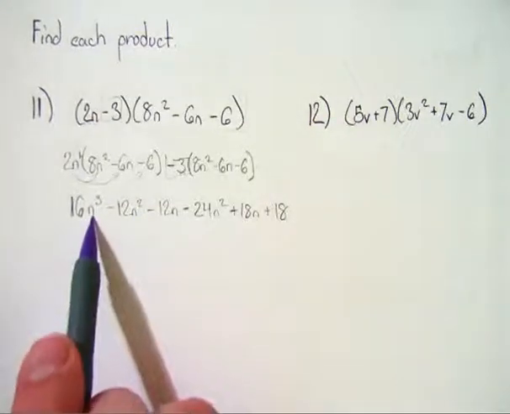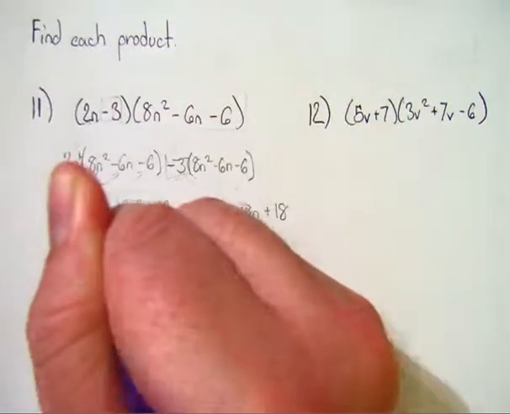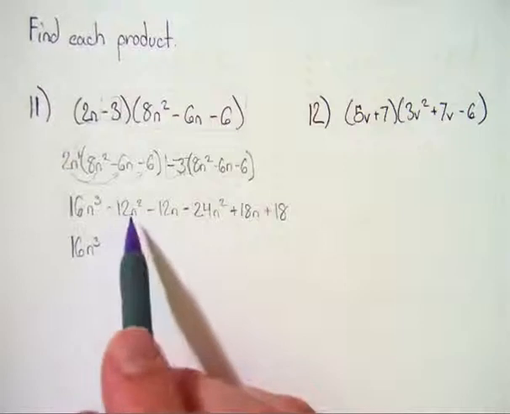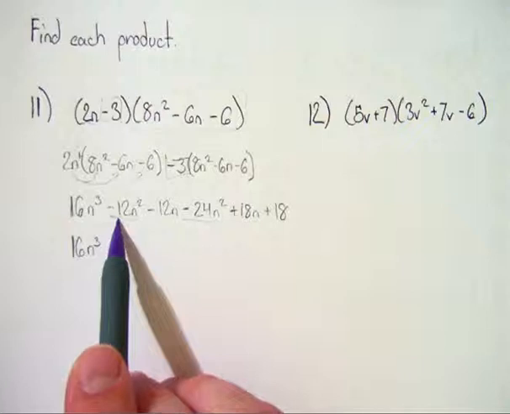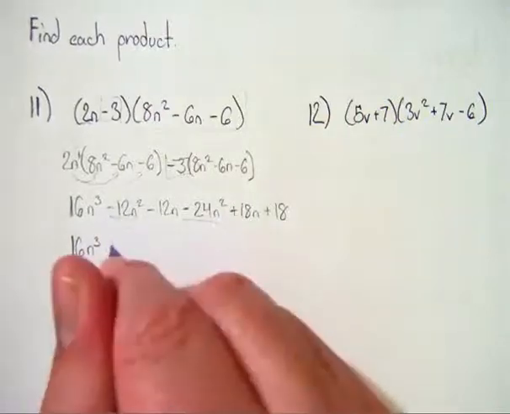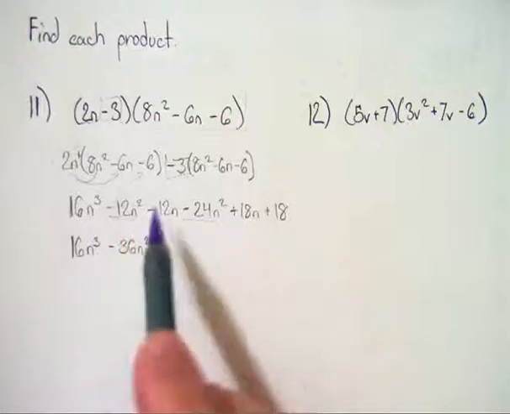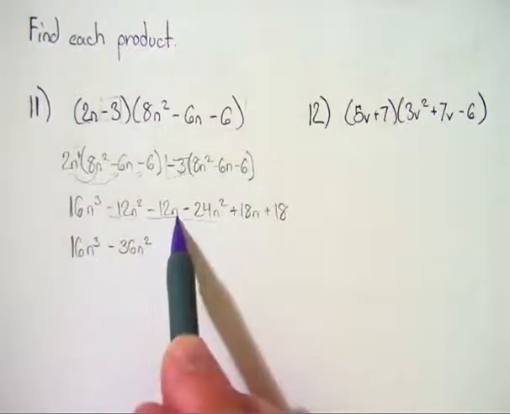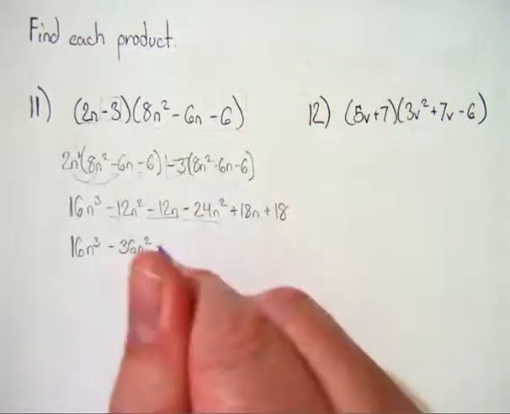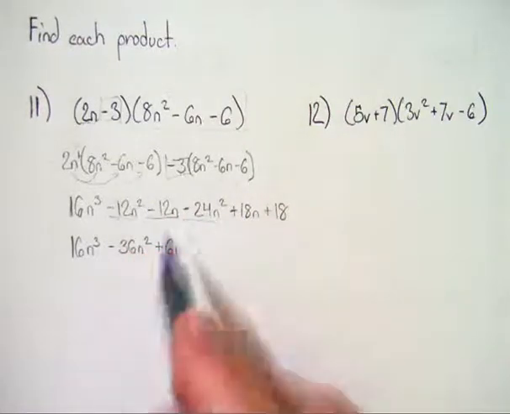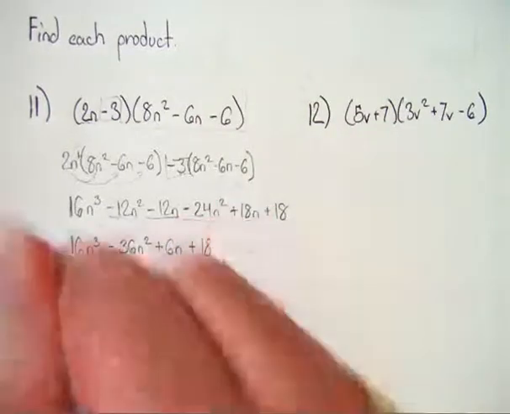So I check the n cubed. There are no more n cubed terms, so it stays the same. Next up I have n squared, so let's check all of those. I have 1 there and 1 there. Negative 12n squared minus 24n squared will give us minus 36n squared. Now let's check out the terms with just an n. Negative 12n plus 18n will give us positive 6n. And now the only thing left is that 18 all on its own.